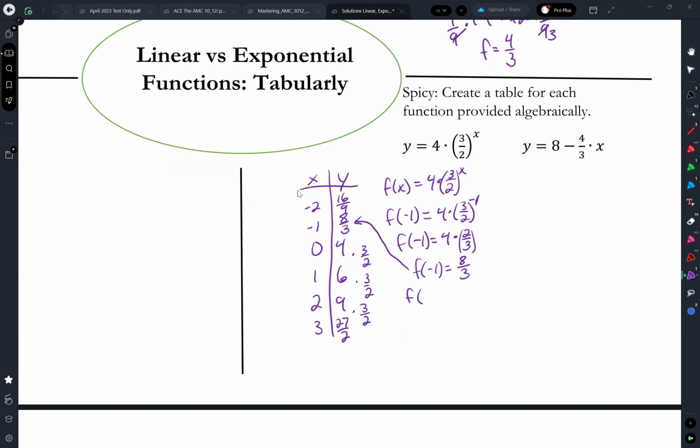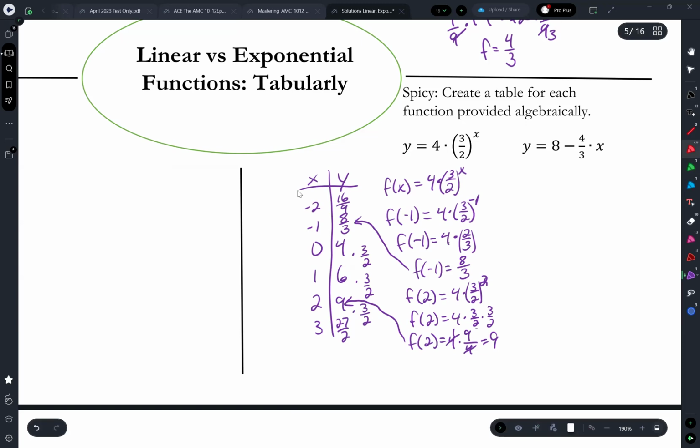If I had wanted to jump straight to f of 2, input of 2, so x is 2, so 3 halves to the second. To square a fraction, honestly, you can just see it as it times itself. And so 3 times 3 is 9, 2 times 2 is 4, 4 divided by 4 is 1, so f of 2 is 9, exactly what I have here. So don't be afraid to just use inputs and outputs, and that's it.